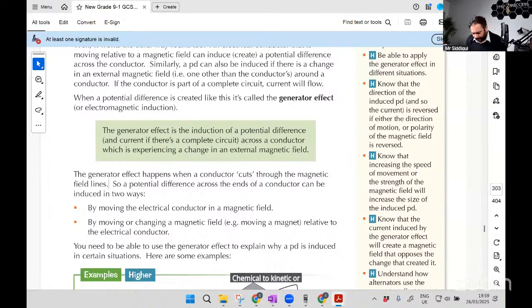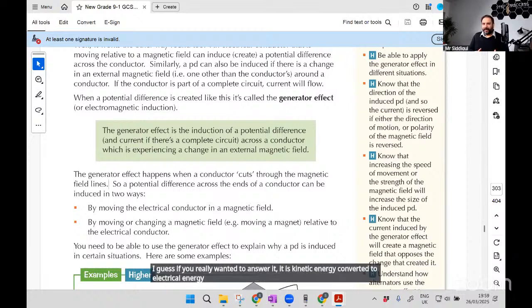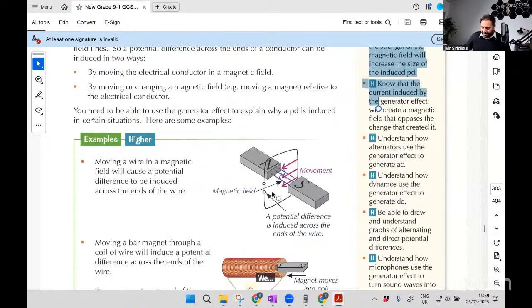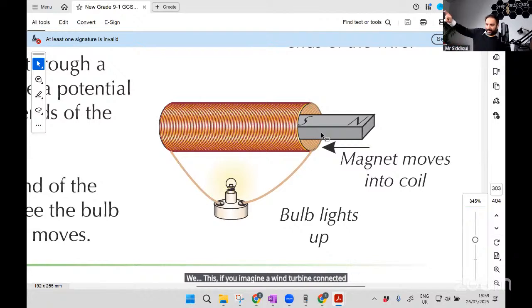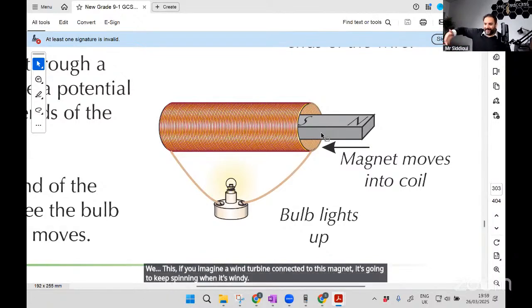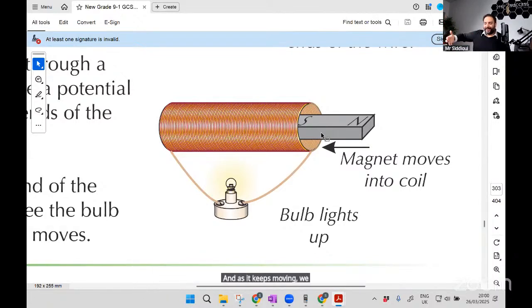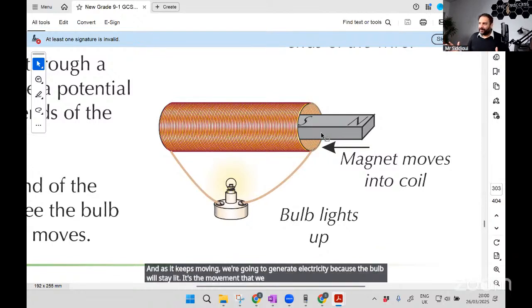But in this case, I guess if you really wanted to answer it, it is kinetic energy converted to electrical energy, right? It's literally what a wind turbine does. That's what's going on here. If you imagine a wind turbine connected to this magnet, it's going to keep spinning when it's windy. And as it keeps moving, we're going to generate electricity because the bulb will stay lit. It's the movement that we need. And that is what the wind turbine is doing.